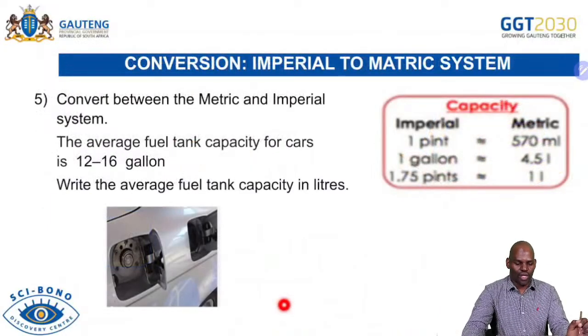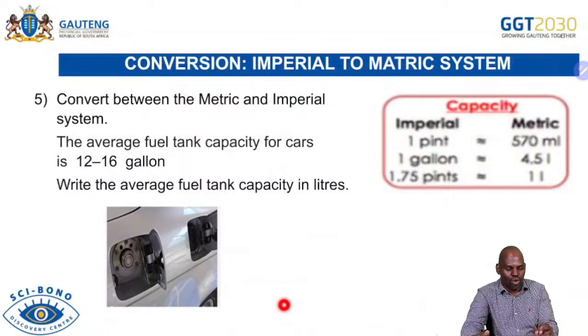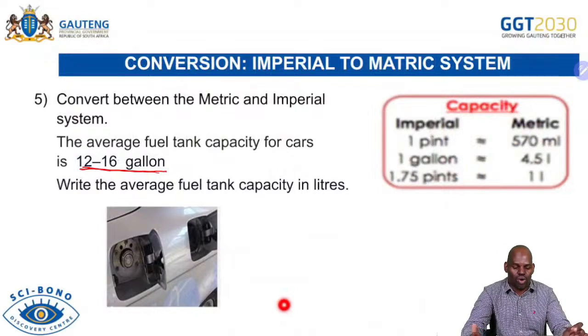Okay, then the next one is convert between the metric and imperial system again. The average fuel tank capacity of cars is 12 to 16 gallons. So we know that in South Africa we measure capacities in liters, especially for fuel tank. Those are measured in liters.